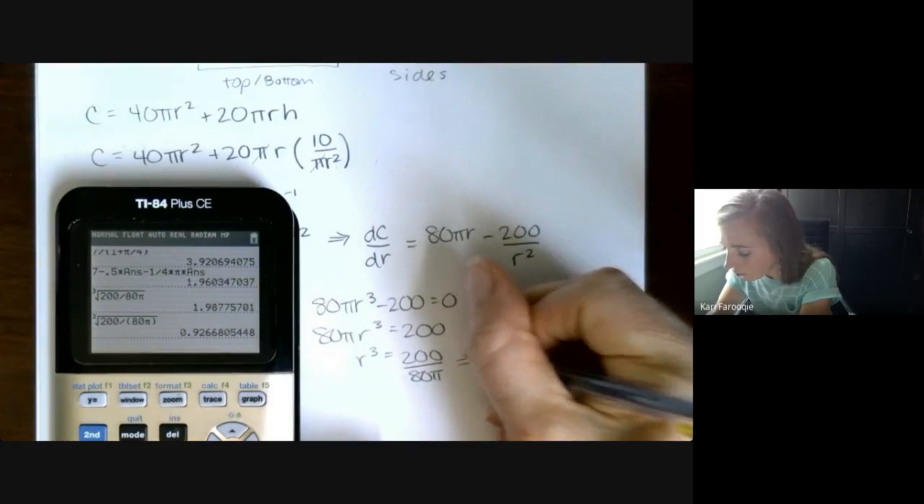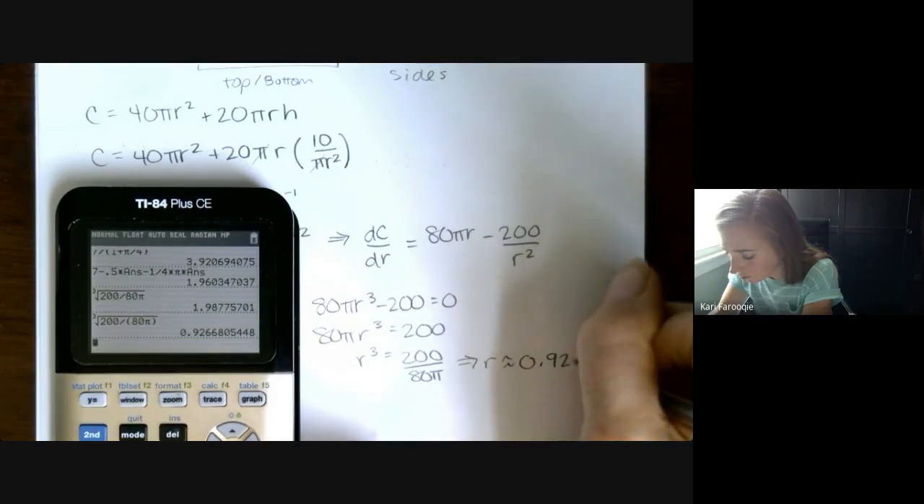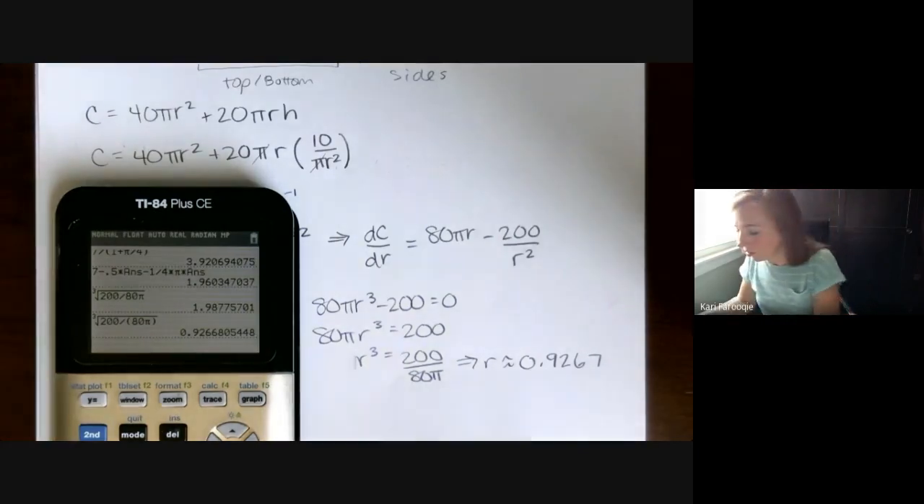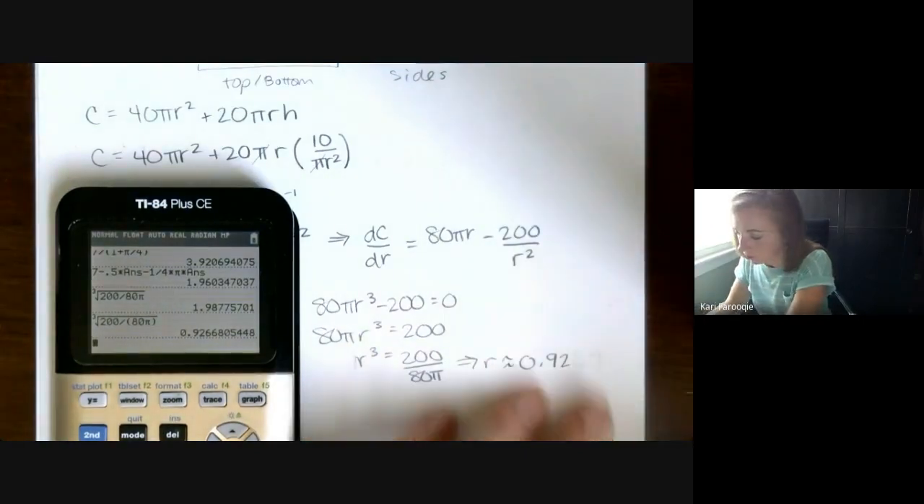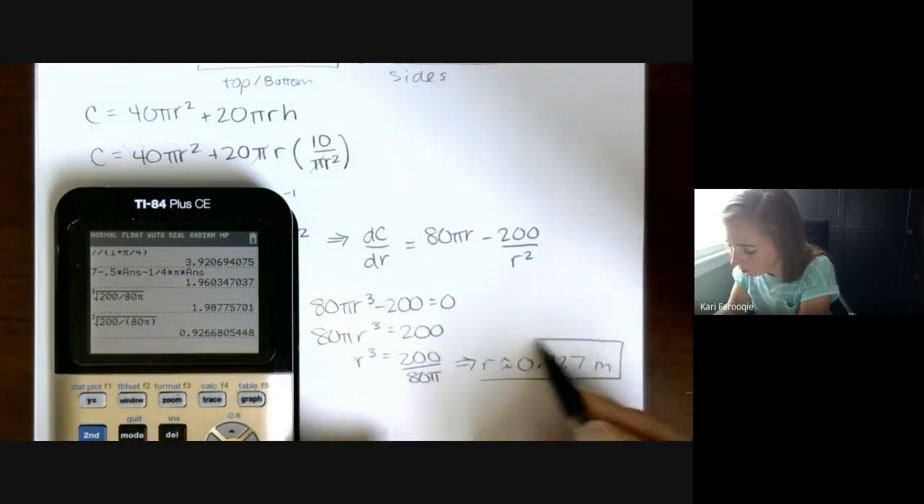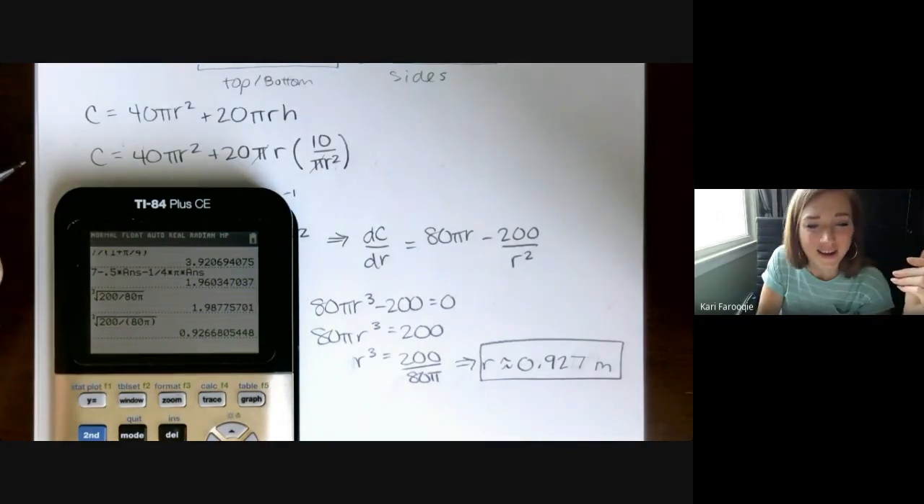Okay, so we have r is approximately equal to 0.9267-ish. How many decimal places are we using here? 3. Okay, so 0.927 meters. And you are being asked, what is the radius? What is the height?